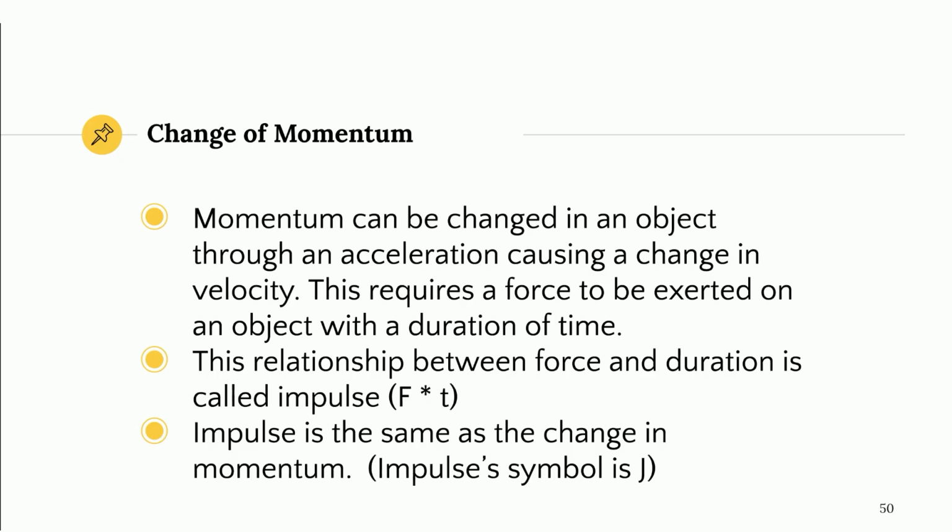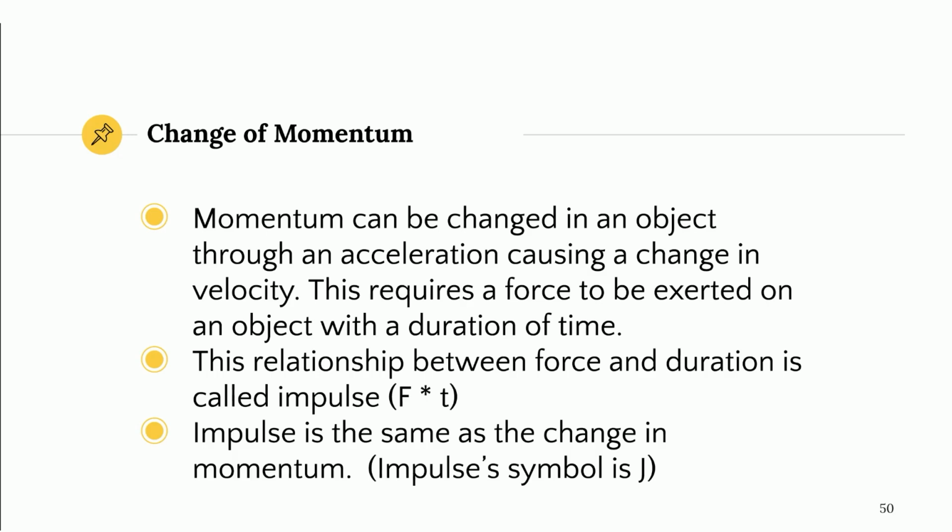So this relationship between force and duration, or the amount of time that force is exerted on the object, is called impulse, or F times t. Impulse is the same as the change in momentum. So with momentum, there's this thing called the impulse momentum theorem. It's a lot of complicated math. Essentially, what it means is that the force times the time that force is applied is equal to the change in momentum on an object.